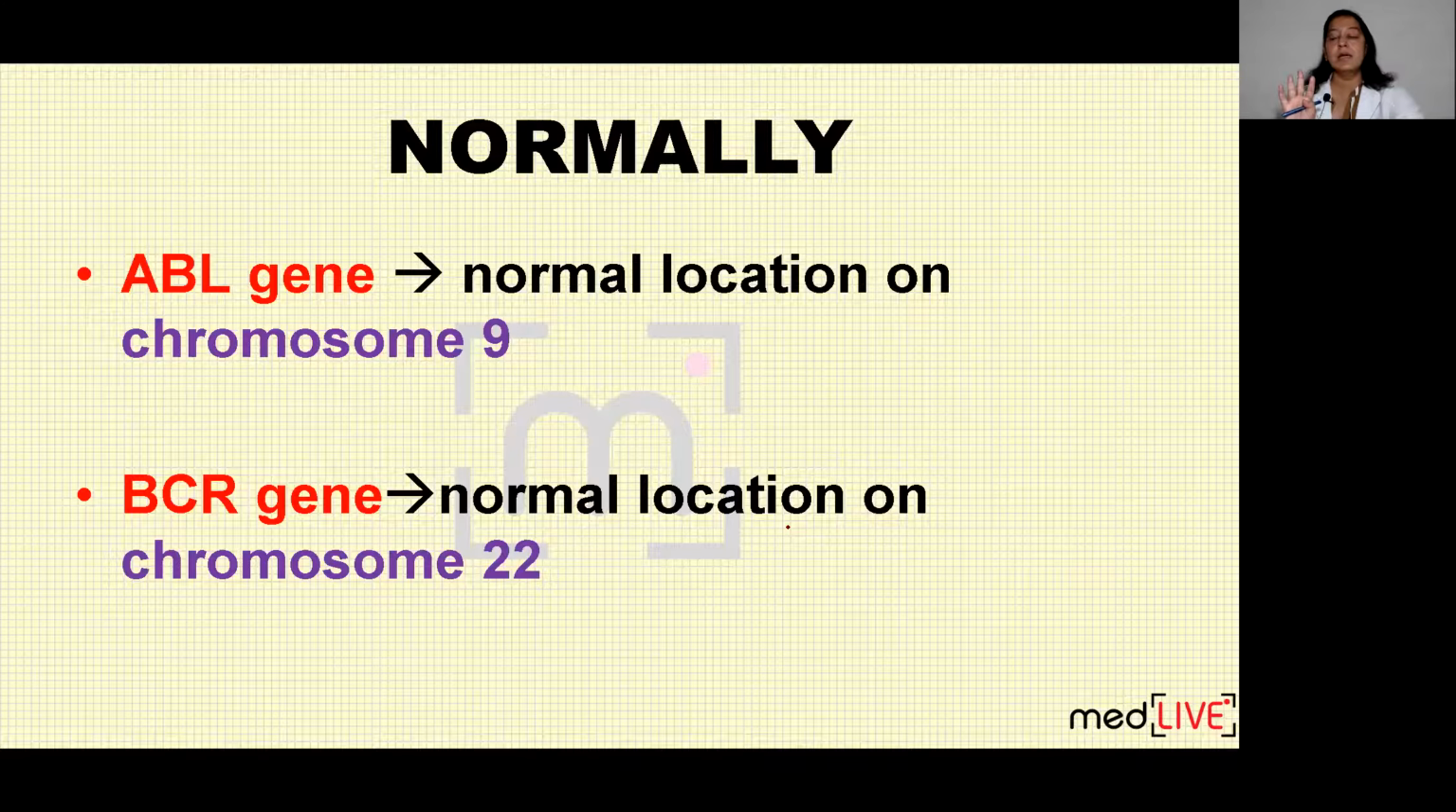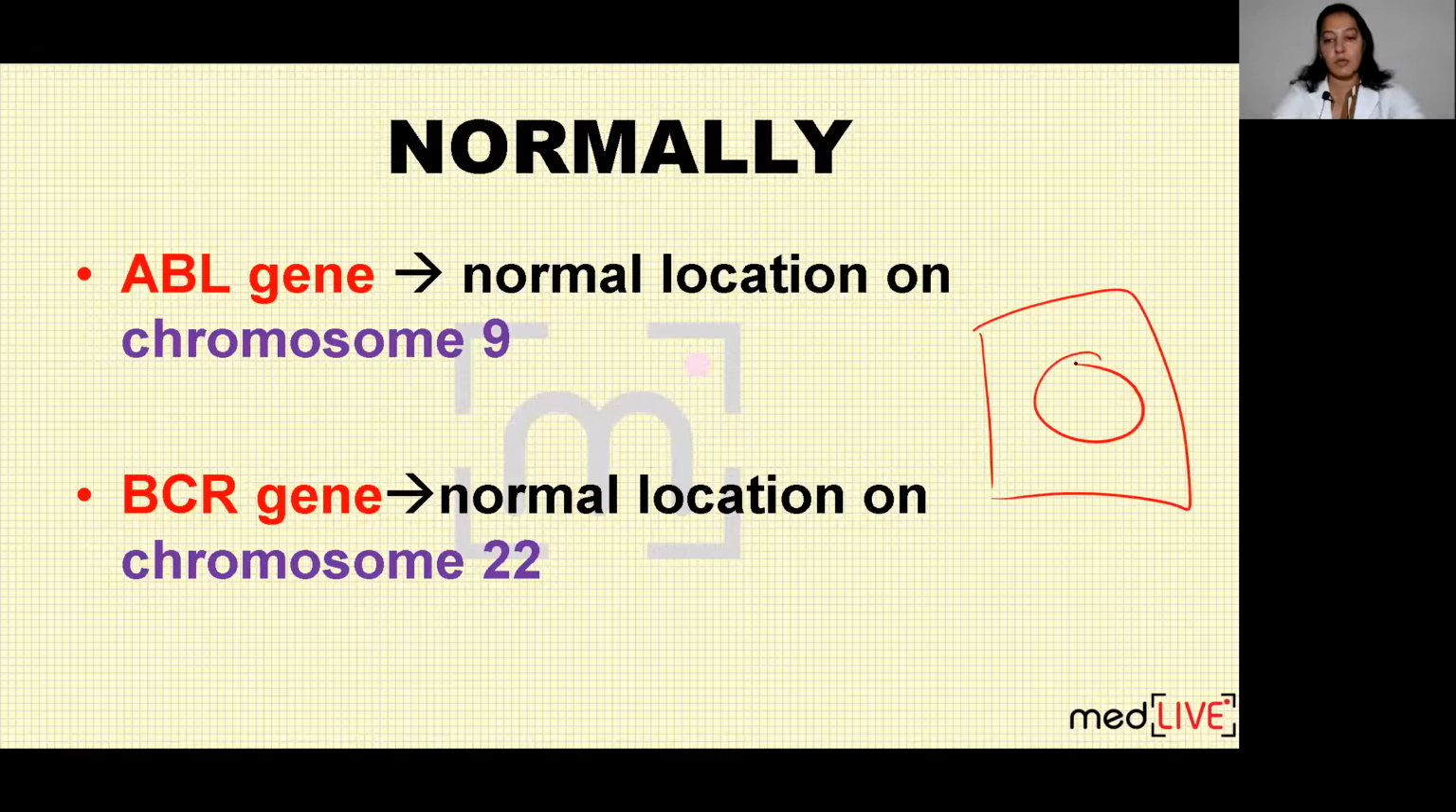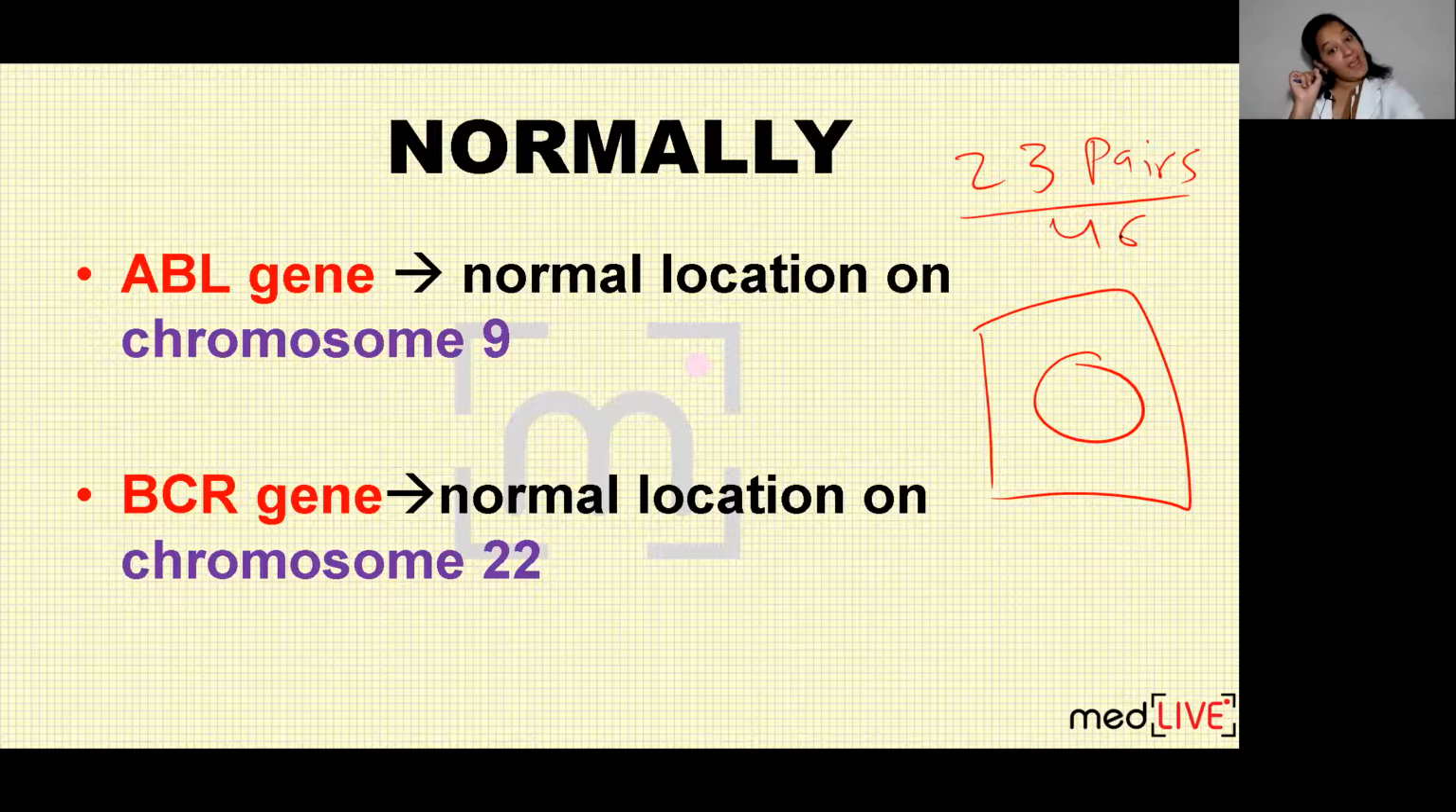Normally what happens? Now there is a human cell. This is the nucleus of the human cell. This can be any cell of the human. In the nucleus of all human cells, there are 23 pairs of chromosomes. That is a total of 46 chromosomes in every human cell.